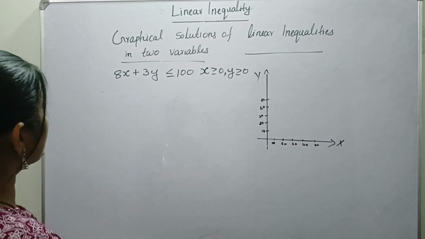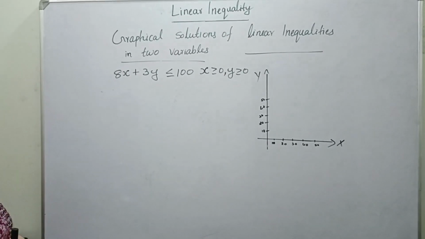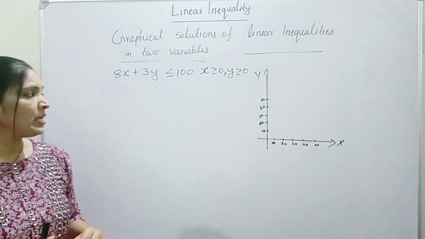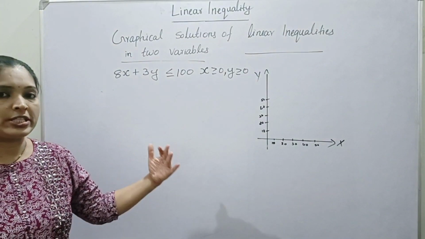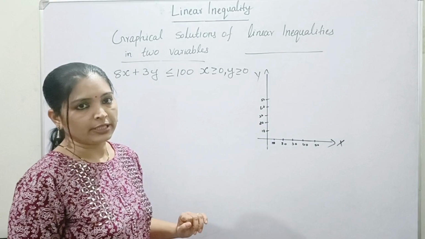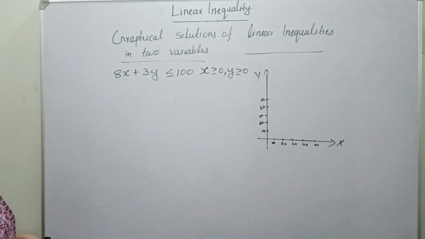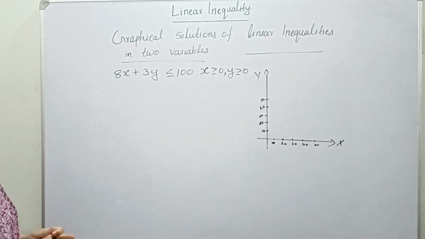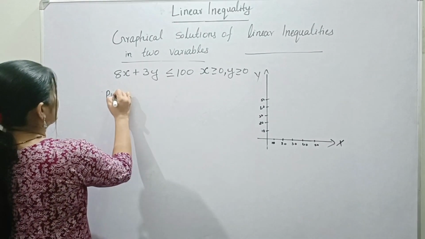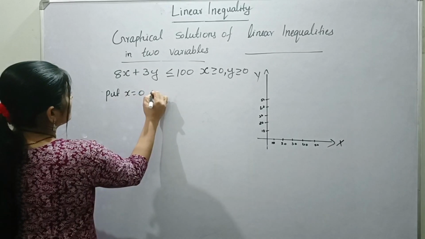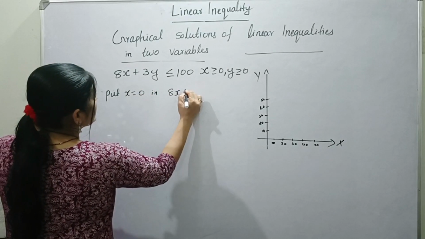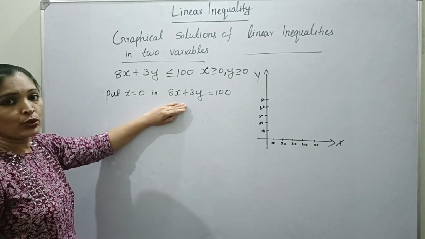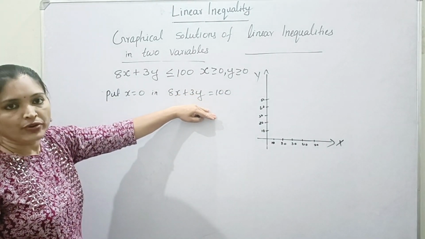Next, given inequality: 8x plus 3y less than or equal to 100, x greater than or equal to 0, y greater than or equal to 0. Our question is to find the feasible region by the graphical method in the graph. So here, the first method is putting x equal to 0 and y equal to 0. So put x equal to 0 in this equation, 8x plus 3y equal to 100. Substitute x equal to 0, then find the y value.